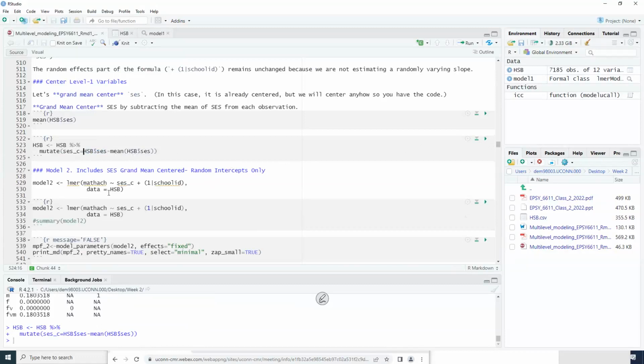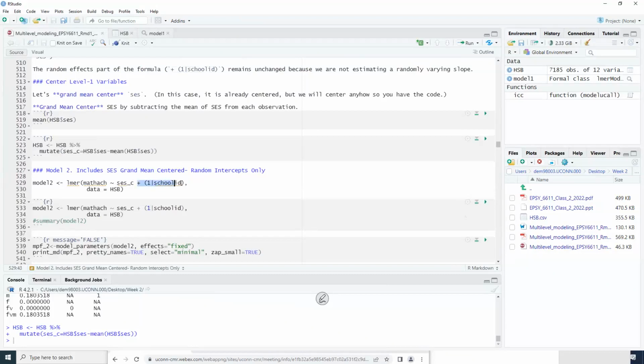And then I can come to model 2. In model 2, I have SES grand mean centered, but I only have a randomly varying intercept. So here I've dropped the 1. I could have 1 plus SESC. That wouldn't cause a problem, but I don't need to say anything about the intercept, because as soon as I have a predictor in the model, it assumes, unless I say otherwise, that I want an intercept and a slope. So I can just say math achievement tilde SESC, which looks just like what you would say in LM for a regular regression model.